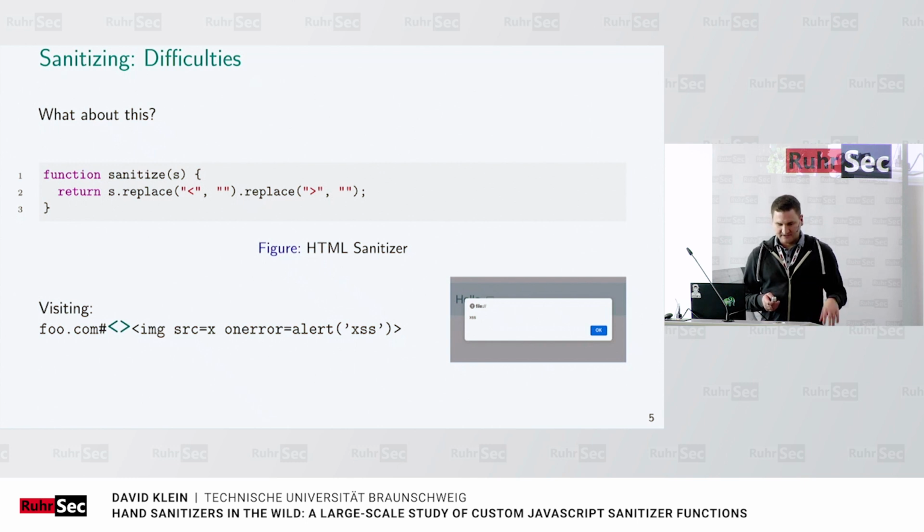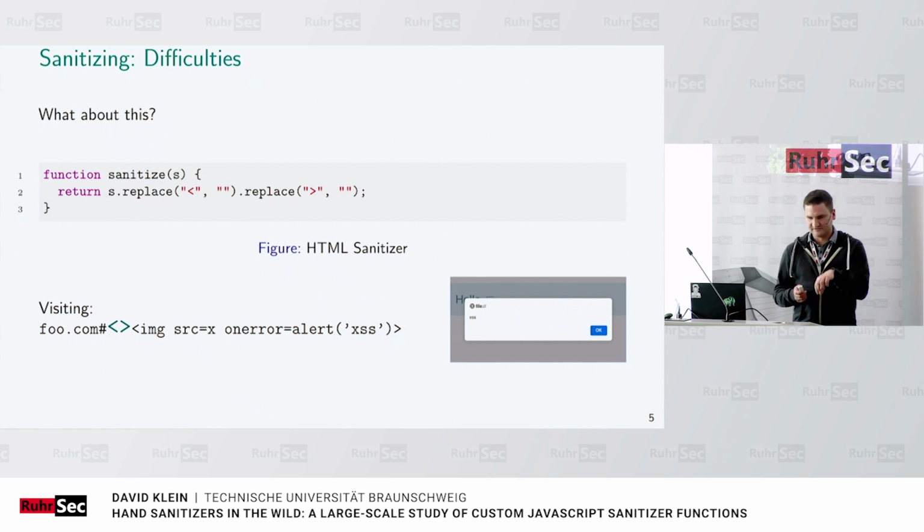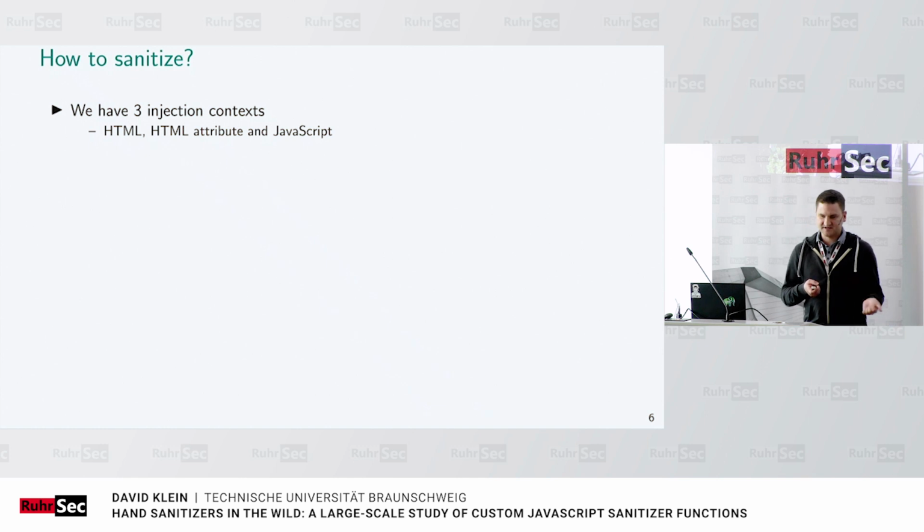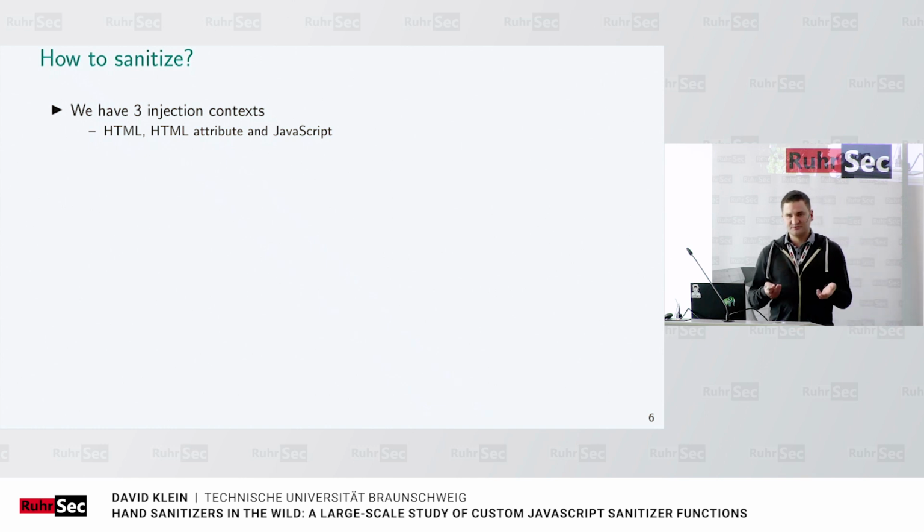And I will come back to the reasonings later on, but what I basically want to say is writing a sanitizer by hand is really difficult. This is especially the case because you have different injection contexts. You have either HTML, where you could insert a tag, where you could be in an attribute, where you can manipulate the attribute, or it could end up in eval.